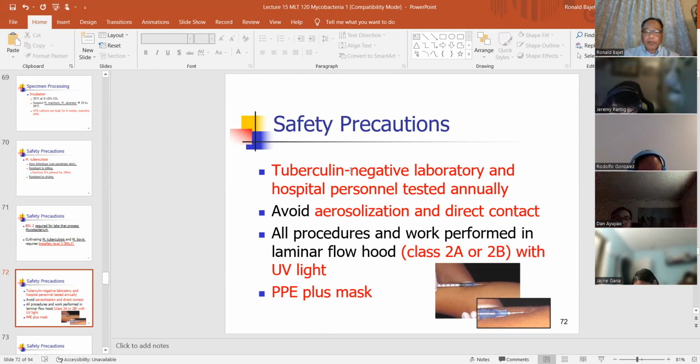All procedures and work performed in a laminar flow hood, class 2A or 2B, with ultraviolet light. The UV light is there to kill the organism. Now, when you're not using the hood, that's when you turn the UV light on. Obviously, you don't want to expose yourself to the UV light. So when you're underneath the hood processing specimens, make sure it's off because it can be harmful. For PPE, typical PPE like gloves, lab coat, but you need to include a mask.